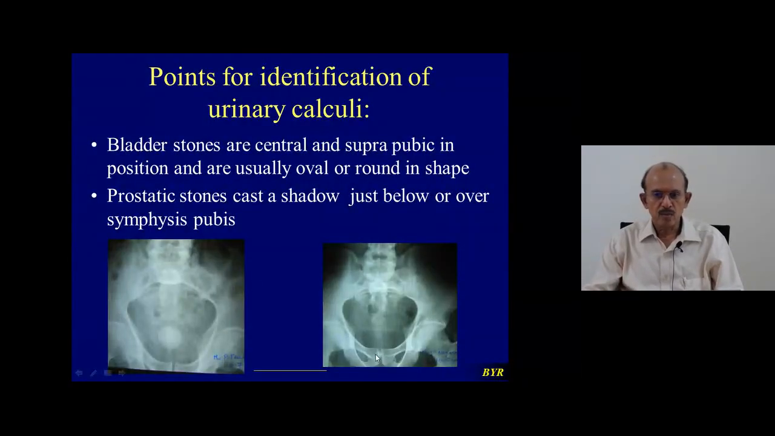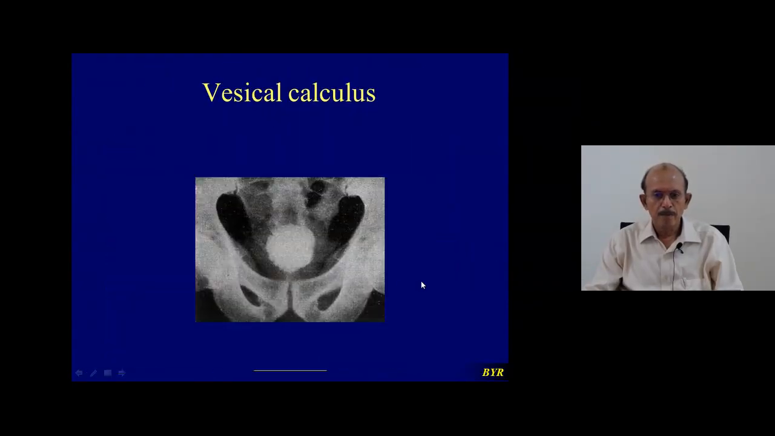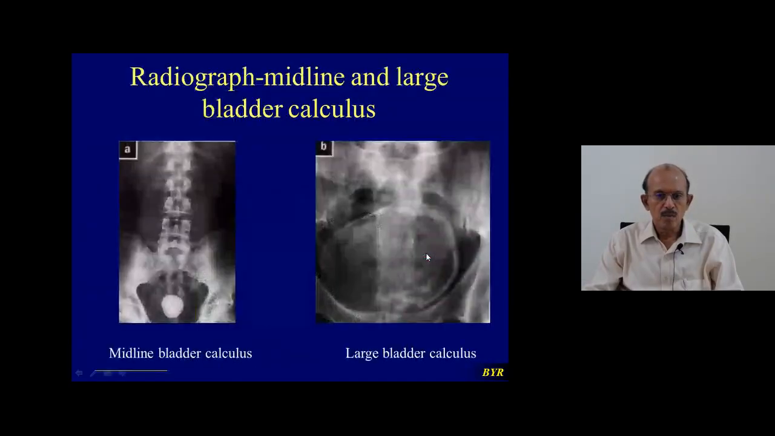Here you can see. This is a vesical calculus, a rounded one situated in the suprapubic region. This is again a rounded stone. Here also a big vesical calculus.